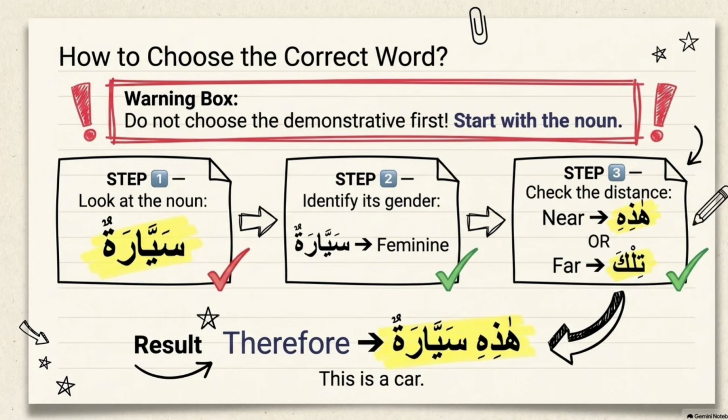Here is our totally foolproof 3-step formula. Step 1, look at the noun itself. Let's take Sayyara, for example. Step 2, identify its gender. We see it has a tam or buta at the end, so boom, it's feminine. Step 3, check the distance. Let's pretend it's parked right next to us, so it's near. Therefore, near plus feminine equals hathi. Put it together and you get hathi Sayyara. This is a car. See how logical that is?